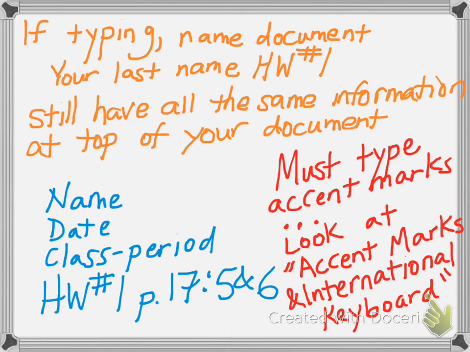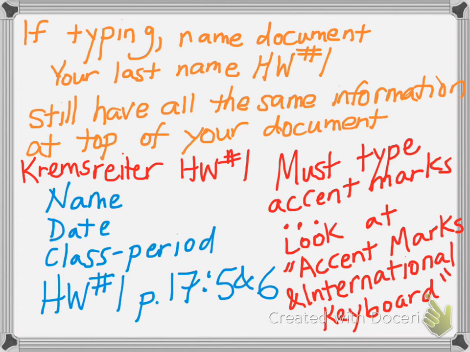Okay, if you're going to type up your homework assignment, then you're going to name the document with your last name and homework number, whatever the homework is. So this would be homework number 1. So for example, if I was doing this assignment, I would title my assignment Kremschreiter Homework number 1. If you leave the number out, it's fine, but homework 1. Okay, I'd still like you to have all that same information at the top of your document. So still at the top of your document, you're going to have your name, the date, the class period, and what the homework assignment is.